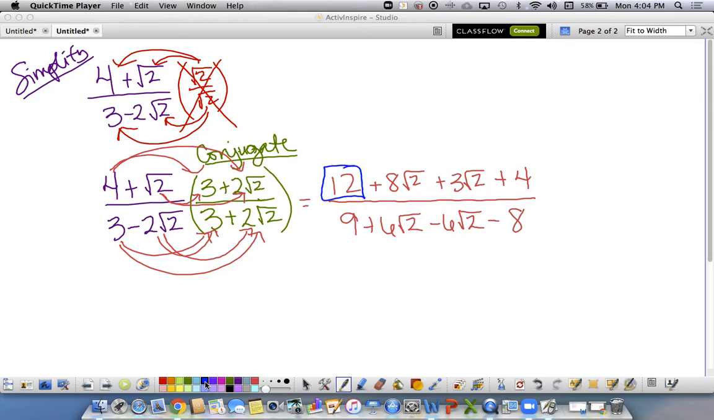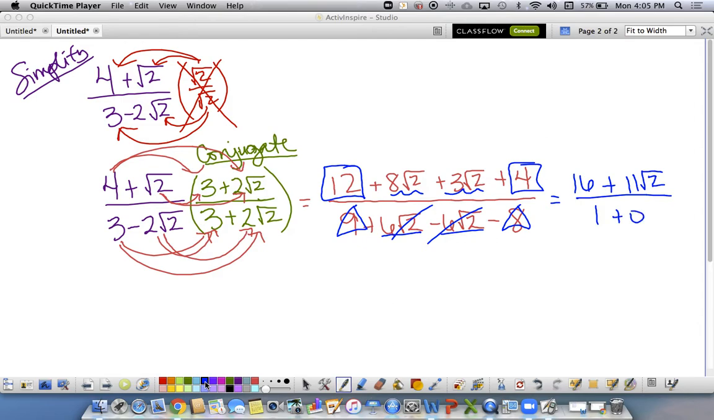Some things that we can combine on the top. What's 12 plus 4? Yeah, that's 16. What about these two? Can we combine those two? Simplify it. 8 root 2 plus 3 root 2 is 11 root 2. Correct. What about our denominator? What about this one and this one? What's 9 minus 8? 1. What's 6 root 2 minus 6 root 2? They are 0.